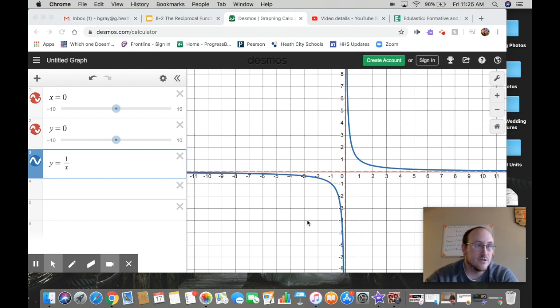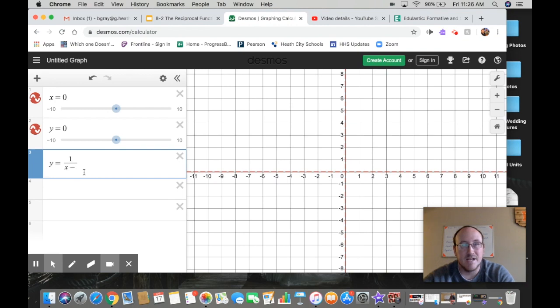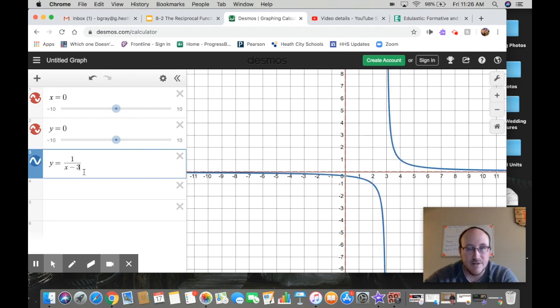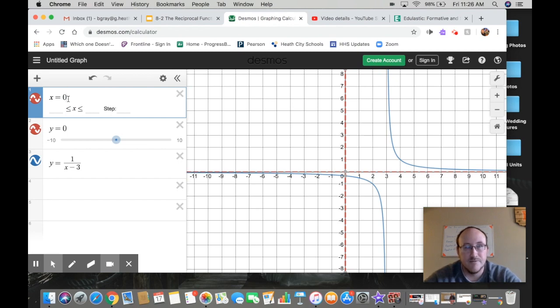Let's talk about how to transform this reciprocal function y equals 1 over x. Let's say we wanted to move it right 3 units. If we wanted to move this function right 3 units, in here with the denominator down with x, I would need to do a minus 3. And you can see the graph transform to the right 3 units. That would also move the asymptote from x equals 0 to x equals 3 as well.